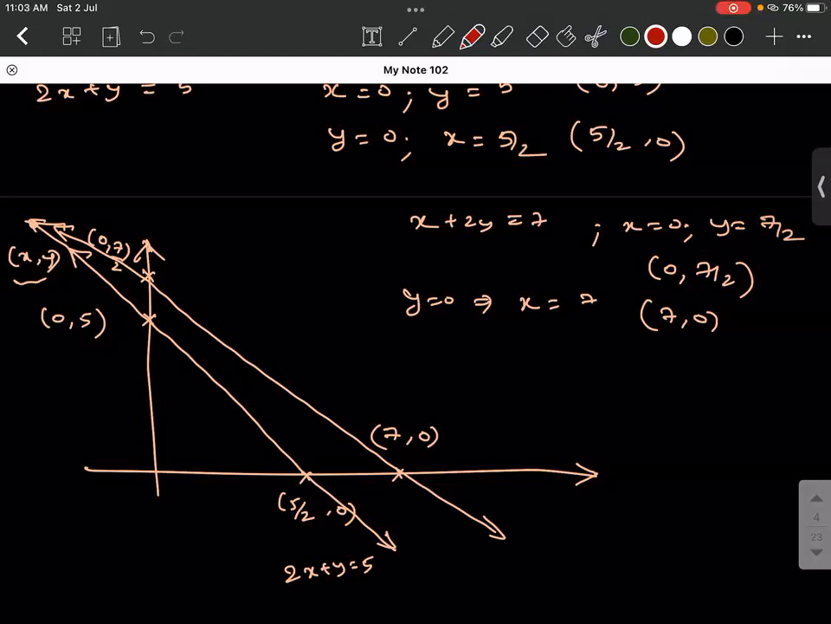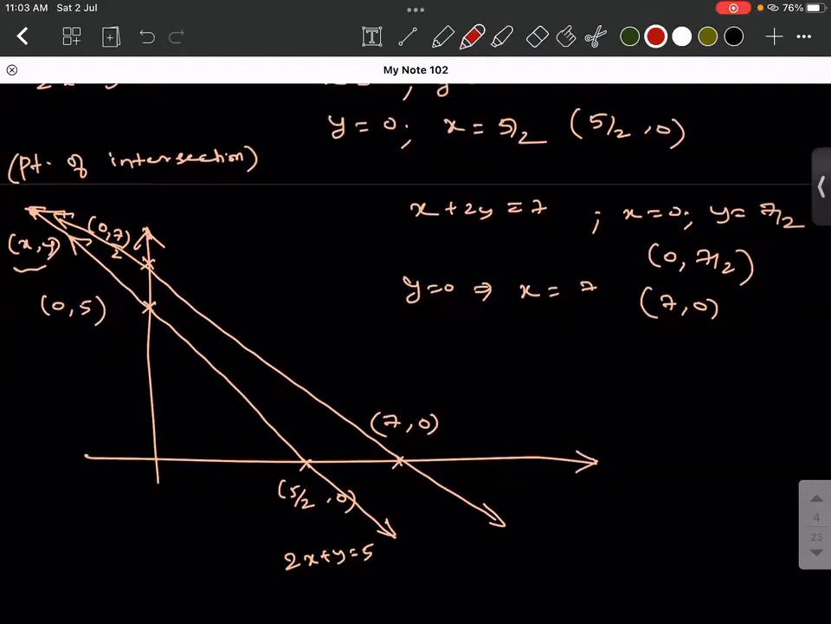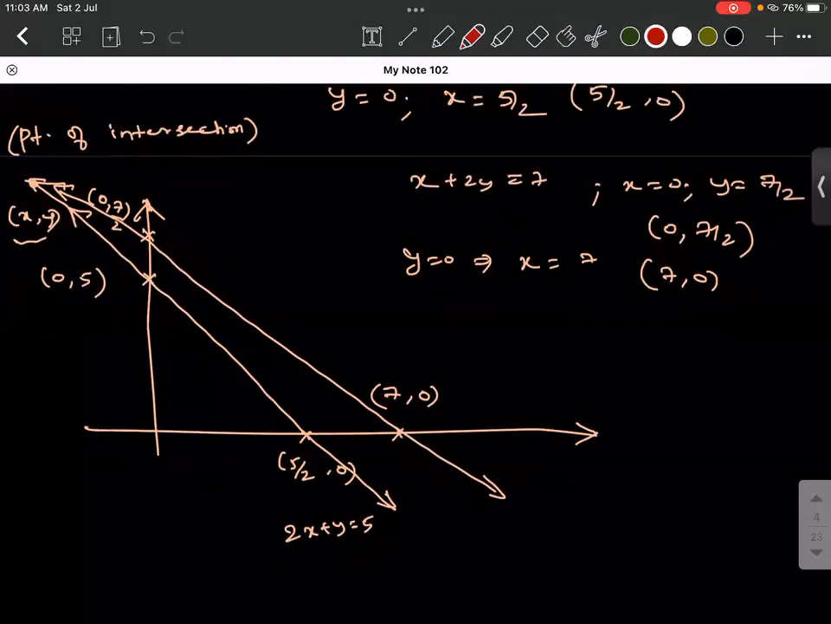So graphically, if somebody asks you, when you're solving a linear equation in two variables, what is it that you're trying to find in the back end? You're actually trying to find the point of intersection of those two lines. Is that right? So that's what happens. Okay, so make a note of this.